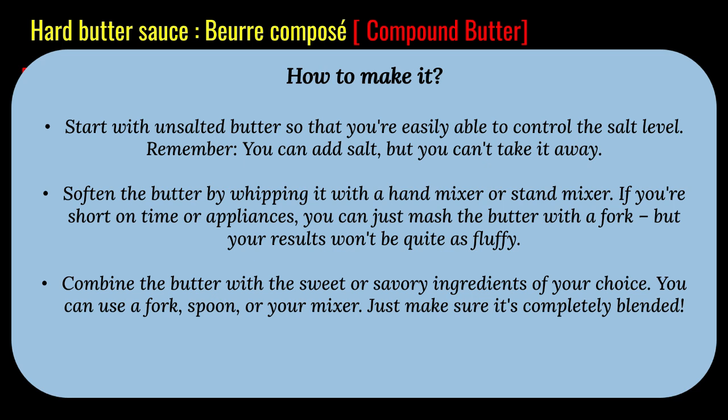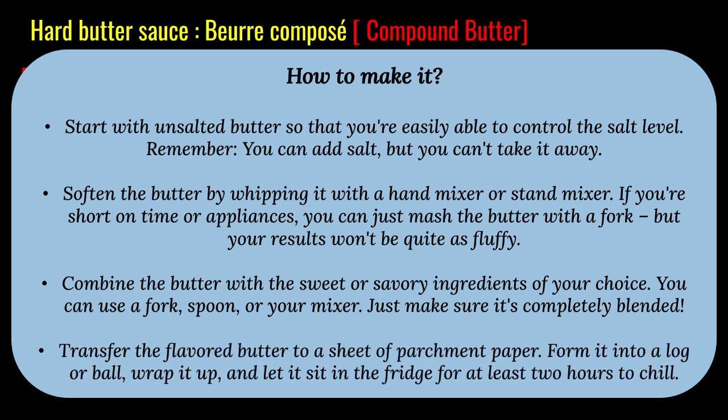Combine the butter with the sweet or savory ingredients of your choice. You can use a fork, spoon, or your mixer. Just make sure it is completely blended. Once it is blended, transfer the flavored butter to a sheet of parchment paper, like in the image you have seen already. Form it into a log or a ball, or wrap it up in a cylindrical shape, and let it sit in the fridge for at least 2 hours to chill. So it will become hard again and then you can remove it, cut it and use it the way we have discussed before.